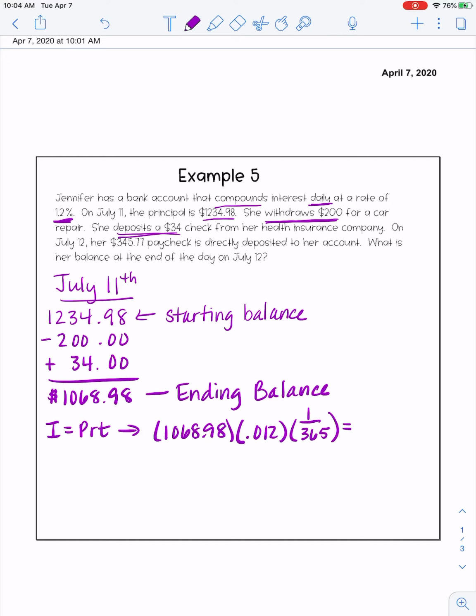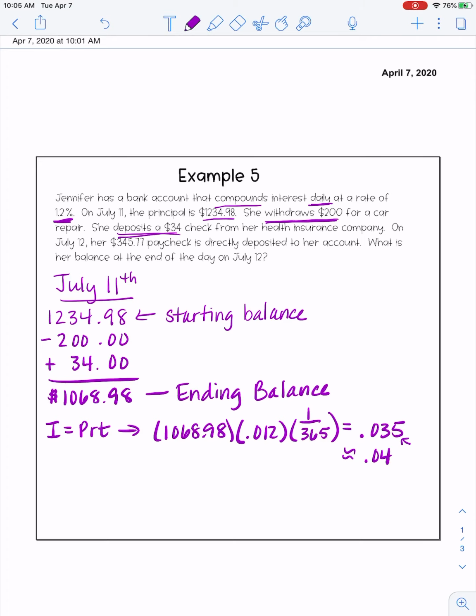So when I type all that in, 1068.98 times 0.012 times 1 divided by 365, I'm going to get 0.035, and I need to make that into cents, right? Like money. So if I round it, because of this, I have to round up, that's going to be 4 cents of interest.